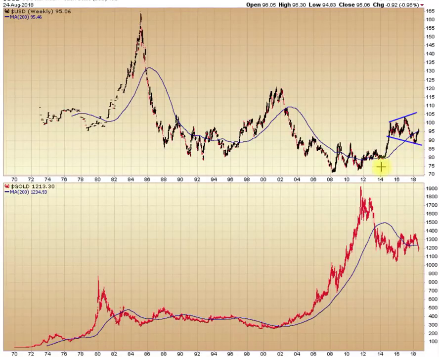So I think there has to be consequences to all of those years of QE. And I don't think the consequences are just going to be that we've got a bull market in stocks. I think we've got to have inflation, and I think we're preparing for that right now.